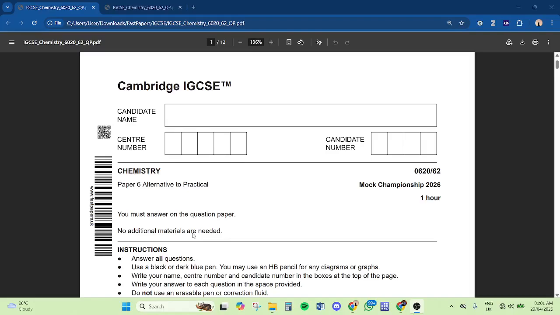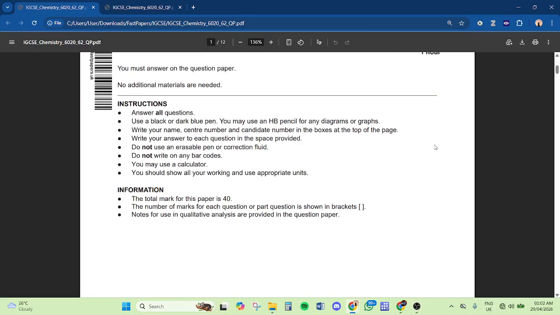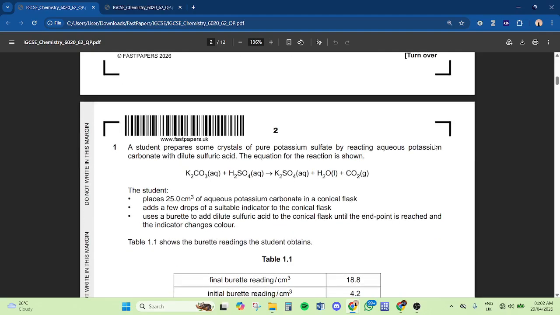Right, everyone, welcome to the Fastpapers IGCSE mock examination, where today we're going to go over Paper 6, the alternative to practical. The alternative to practical paper is a total of 40 marks, and I feel like this paper wasn't too difficult. So we're going to go through it, and hopefully by the end of it, if you had any questions while doing the paper, or you thought, I wonder why this is the answer, hopefully that'll be solved. So let's take a look at what we have.